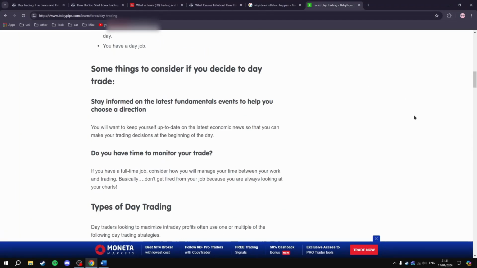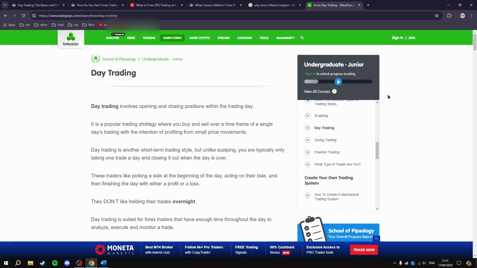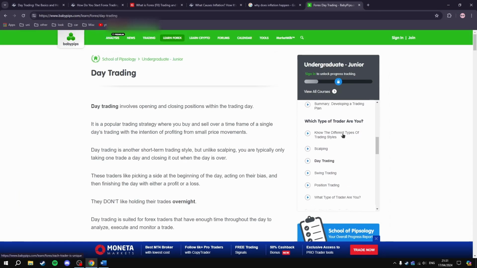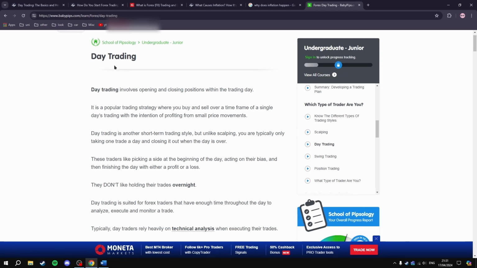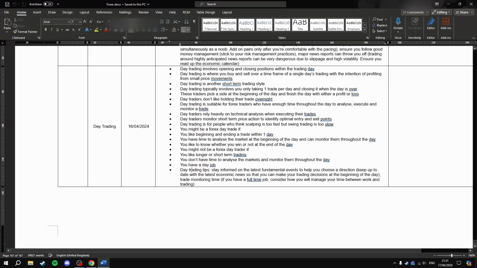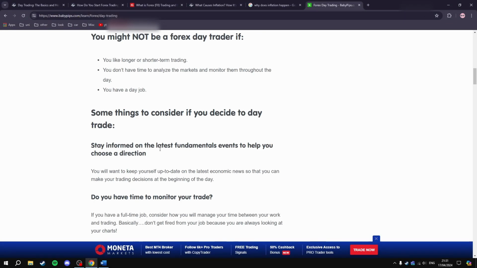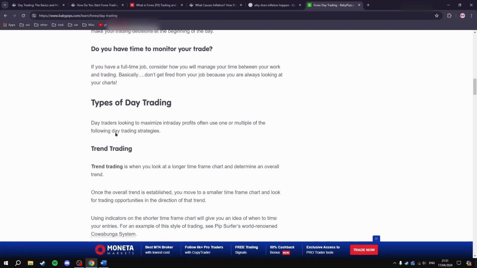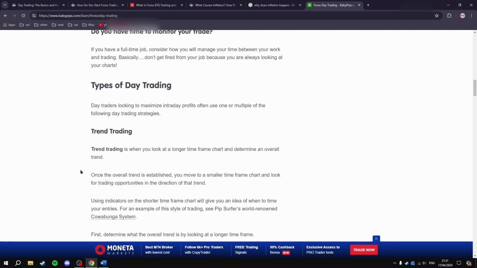So in the last episode, we went through scalping. So which type of trader are you? We went through the scalping traders, and then we started doing the day traders. So I went through this, and then I think we ended up on the types of day trading. So let's get started then. Types of day trading.